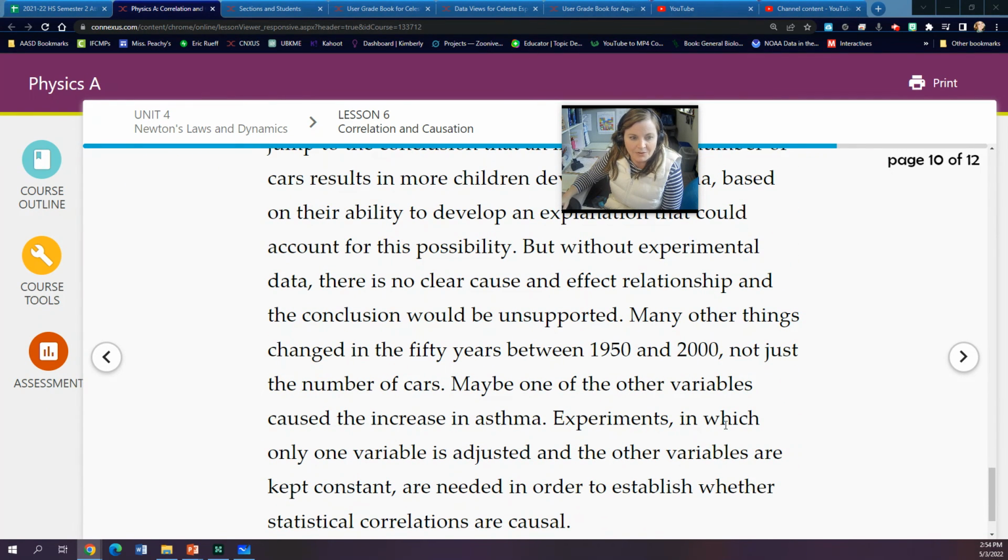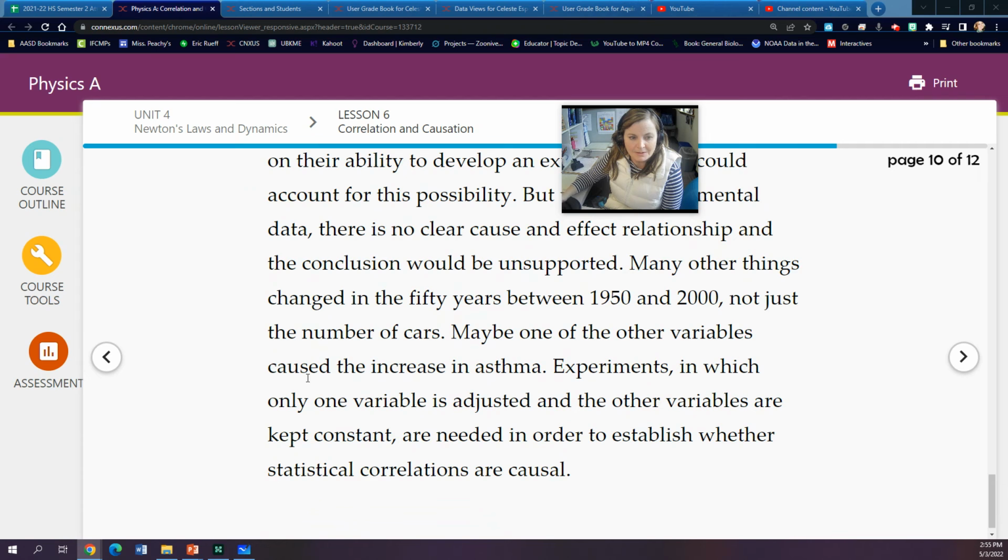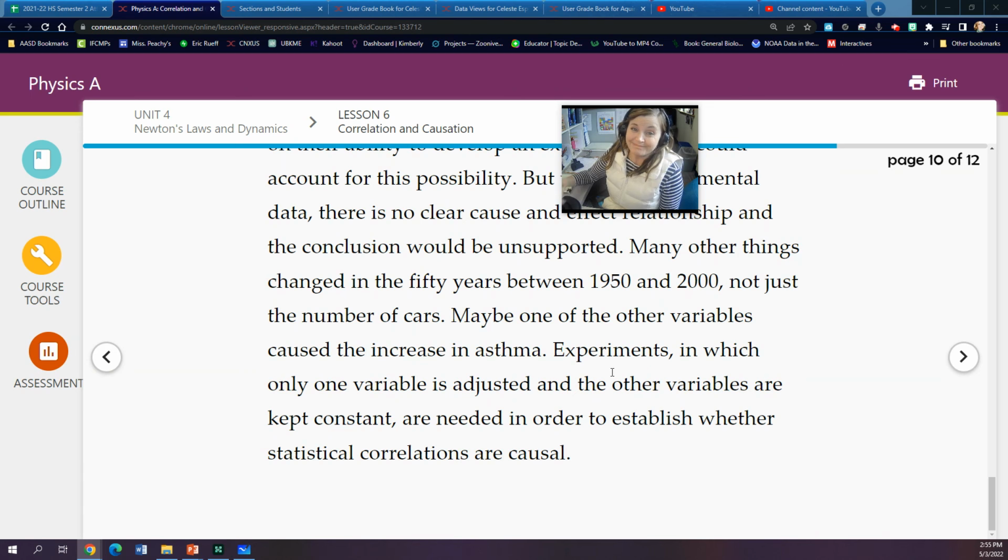Many other variables can cause the increase in asthma. Experiments in which only one variable is adjusted and the other variables are kept constant is needed to establish whether statistical correlations are actually causations. So, yes, there's an increase in the number of cars being driven, and yes, there's an increase in the cases of asthma. They're correlated to each other. Does one cause the other? You can't determine that based on that one statistic.